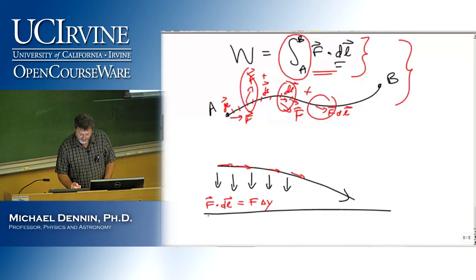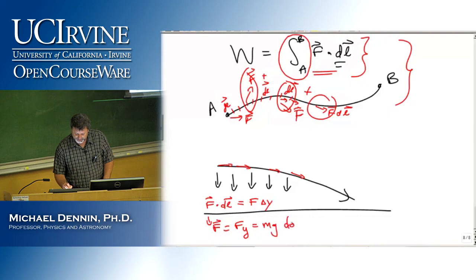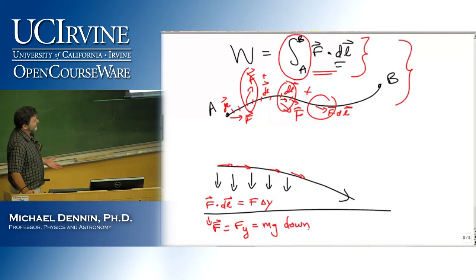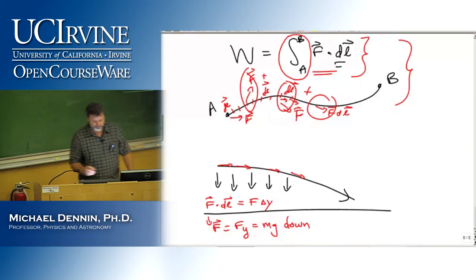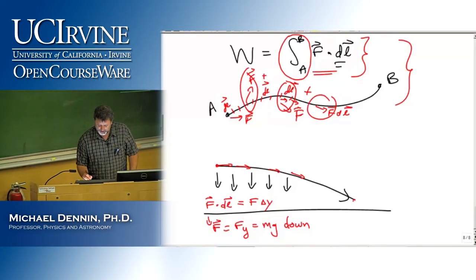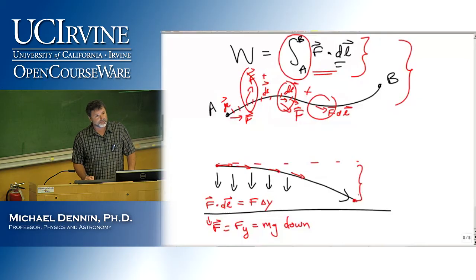Because F is only F sub y, which is mg down. That's our force, gravity. So if I move from here to here, all I care about is adding up all my little F and little dy's. These are little dy sub i's. That should look to you like the formula for the integral.